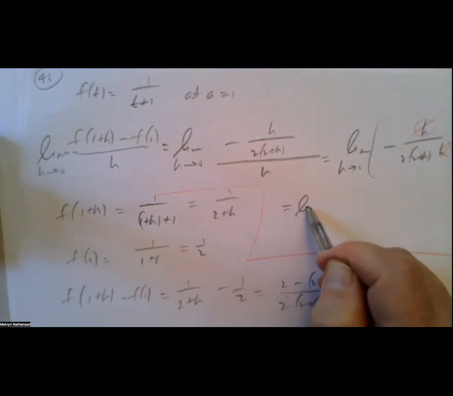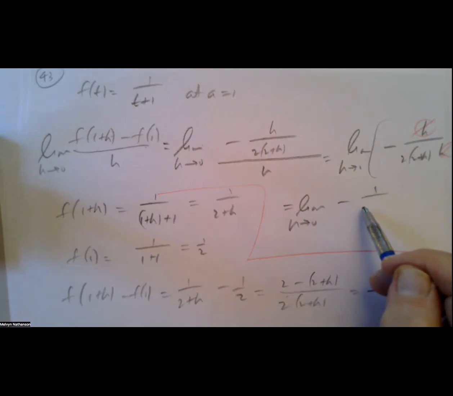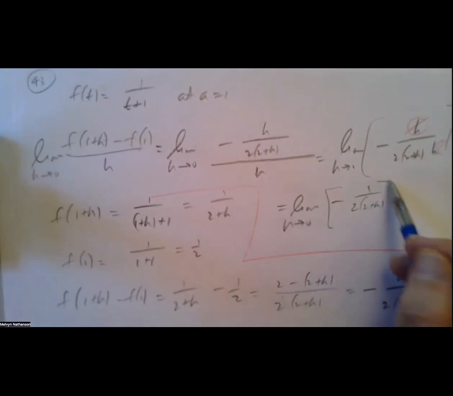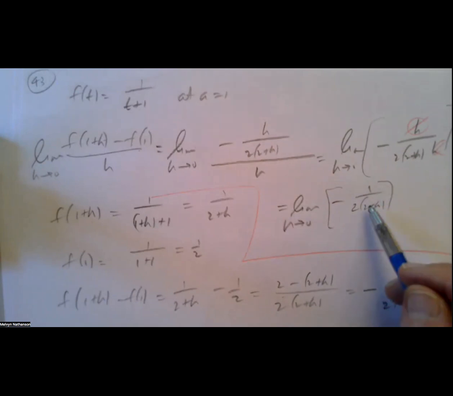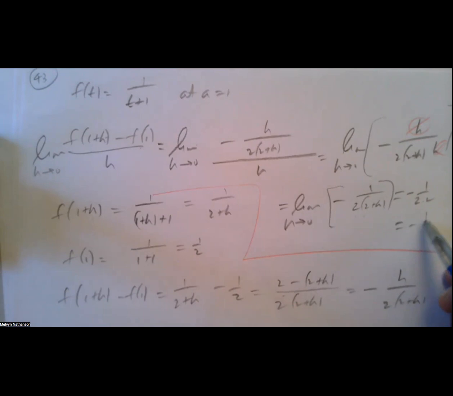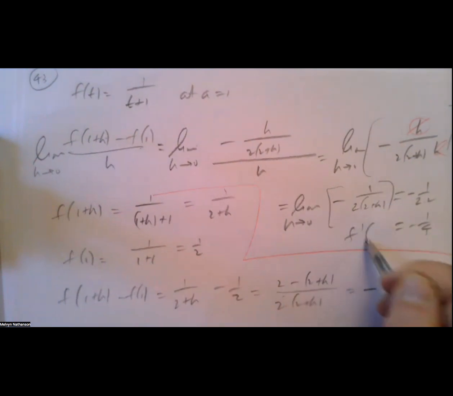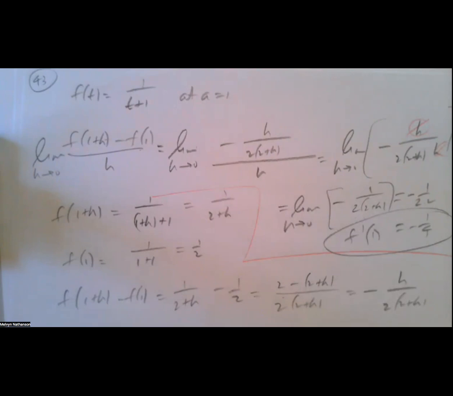So this is the limit as h goes to 0 of minus 1 over 2 times 2 plus h. And as h goes to 0, 2 plus h goes to 2, and 2 times 2 is 4. So this is minus 1 over 2 times 2, or minus a fourth. So for my function f of t equal 1 over t plus 1, f prime at 1 is equal to minus a fourth. All right.